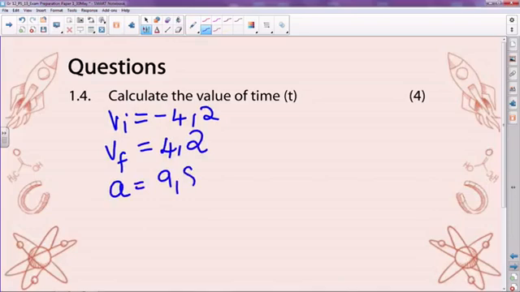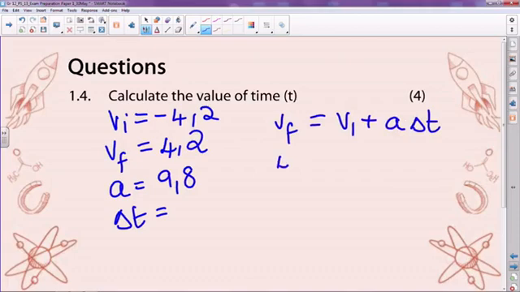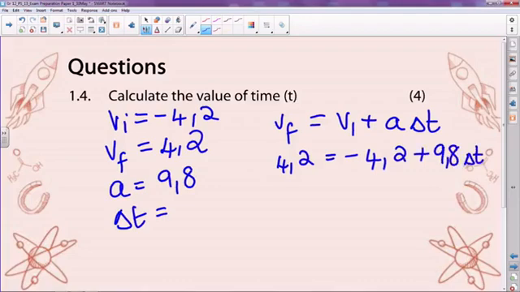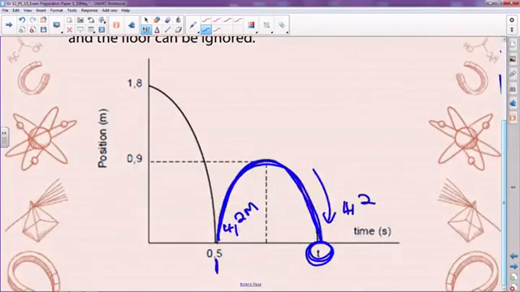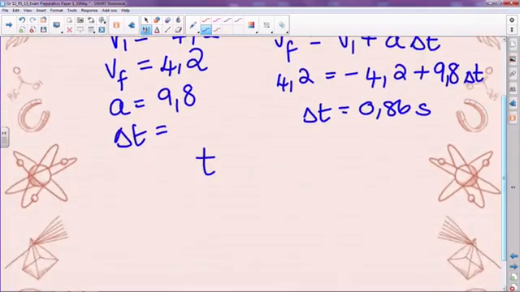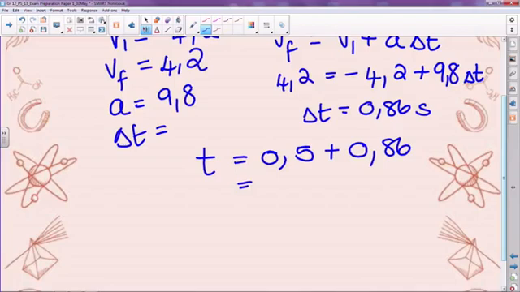A is positive 9,8. And now I'm going to work out delta t. So if I go VF equals VI plus A delta t, then VF is 4,2, VI is minus 4,2, this is 9,8, we want delta t, so we're going to end up with 8,4 divided by 9,8, and delta t is 0,86, but that's not my final answer because that is only the time it takes to go from 0,5 to t. So if I want the total time, I need to add that together. So to get the time at t, it's going to be 0,5 plus the 0,86, okay, and we put that into our calculators and we get 1,36 seconds, all right?